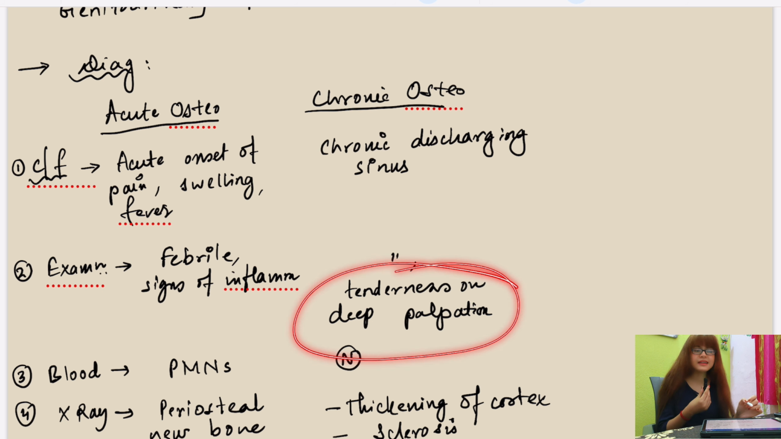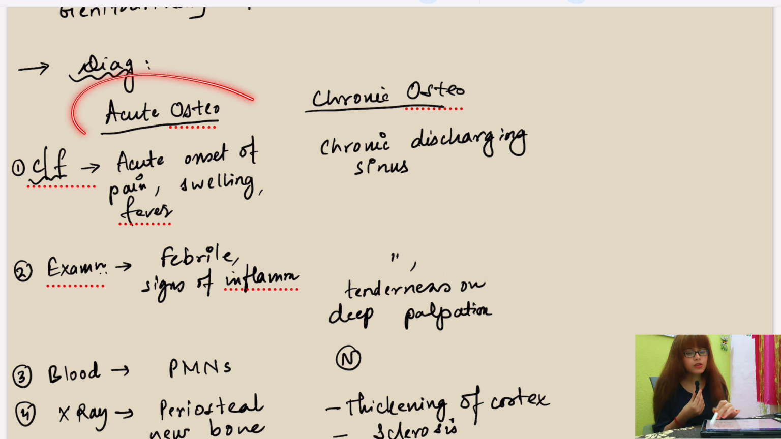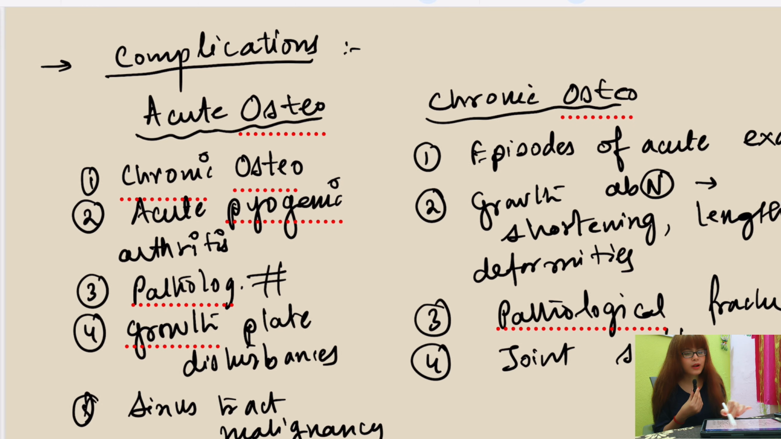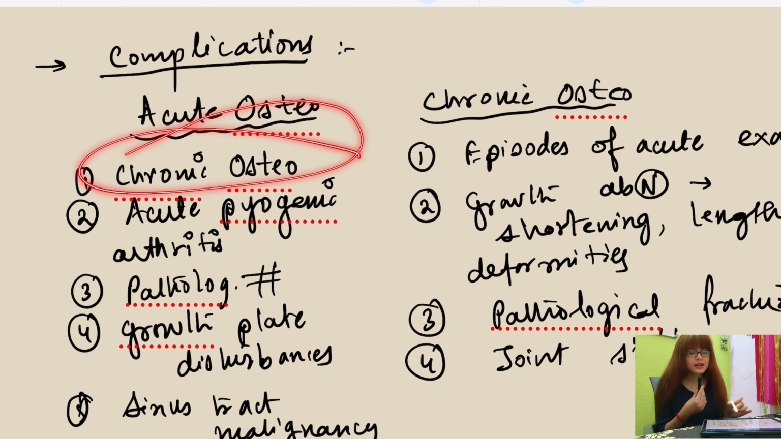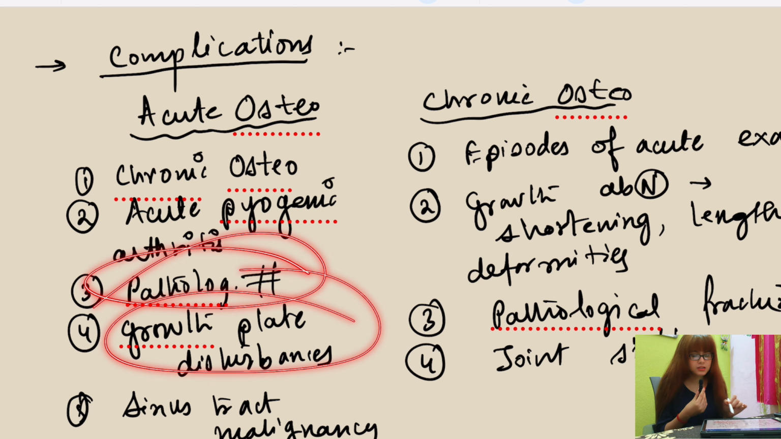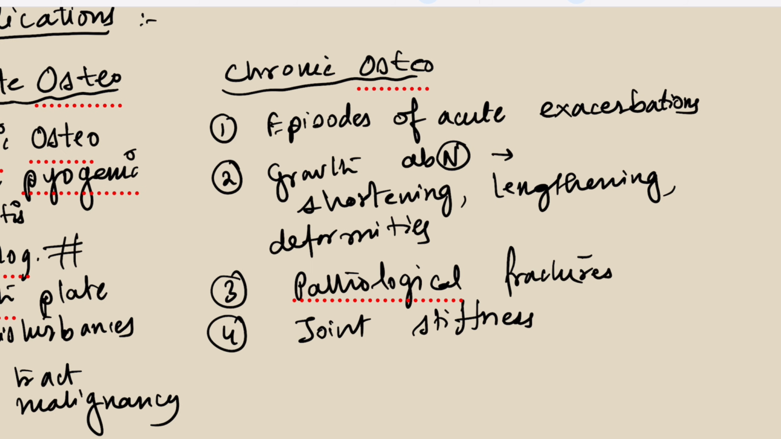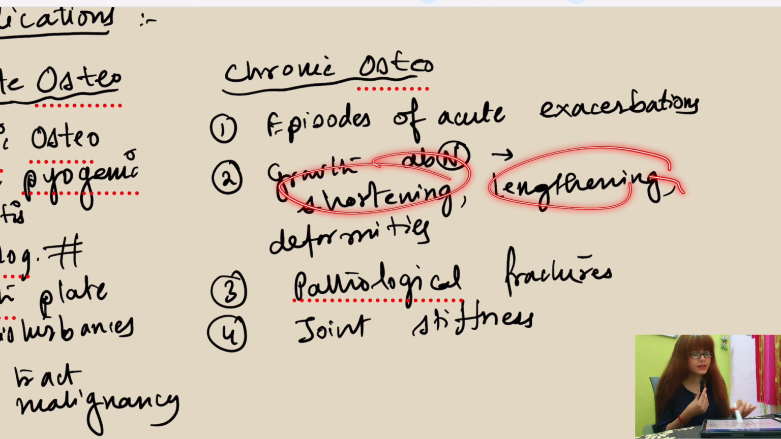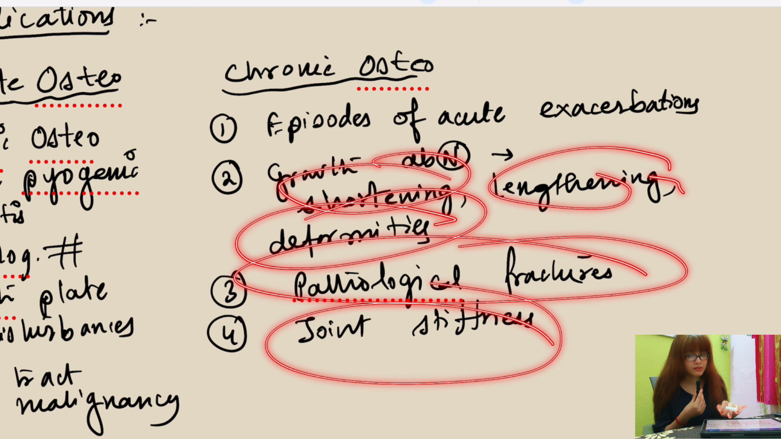Along with that, sometimes there is tenderness on deep palpation. But the acute ones, you will see that there is so much of fever and all these signs of inflammation will be present here. Now, if you talk about the complications, the acute ones will sometimes get converted to chronic. Acute pyogenic arthritis can also happen, pathologic fracture, growth plate disturbances, sinus tract malignancy. In the chronic osteomyelitis, you will have episodes of acute exacerbations where the patient will again present in a febrile state. There may be growth abnormalities like shortening, lengthening, deformities, pathological fractures, joint stiffness, etc.